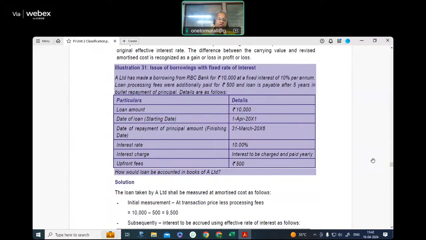Details are as follows. Loan amount 10,000. Starting date 1st of April X1. Date of repayment of principal amount, finishing date 31st of March X6. Interest rate 10%. Interest to be charged and paid yearly. Upfront fees 500. How would the loan be accounted in the books of A Limited?